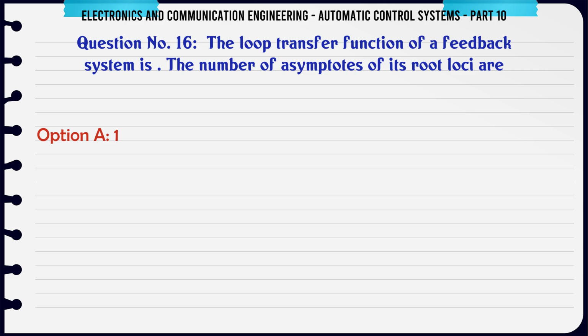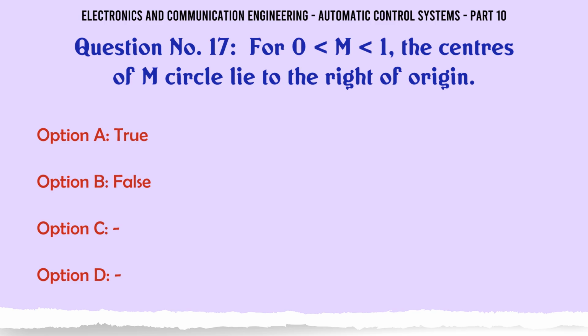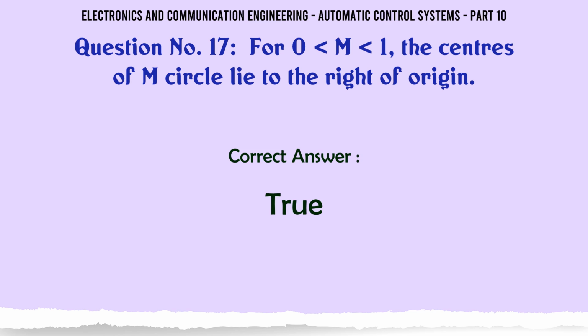The loop transfer function of a feedback system is given. The number of asymptotes of its root loci are A 1, B 2, C 3, D 4. The correct answer is 4. For 0 < M < 1, the centers of M circle lie to the right of origin. A true, B false. The correct answer is true.